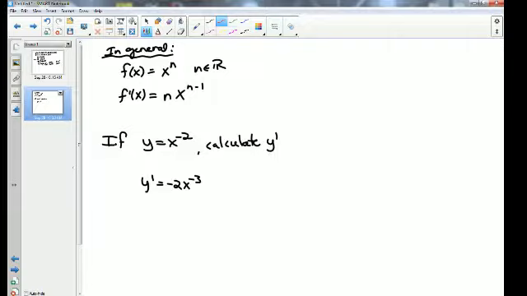Be aware that this can also be written like that, right? Yeah, those are the same thing. So if you see something like this, you need to rewrite it as an exponent, a negative exponent, and then you can use the power rule. So you don't have to worry about doing the inverse. Oh, that's good.